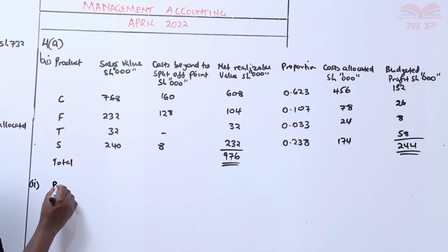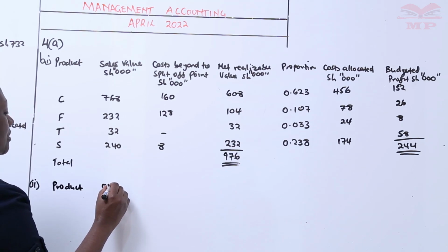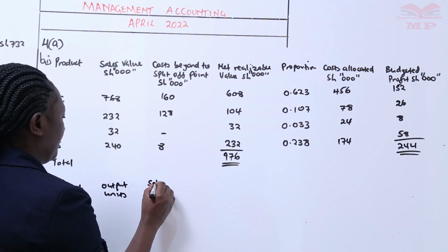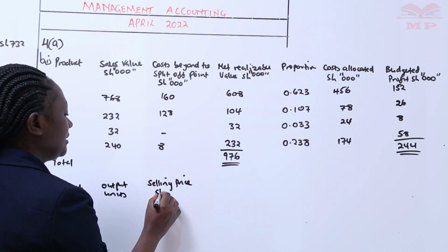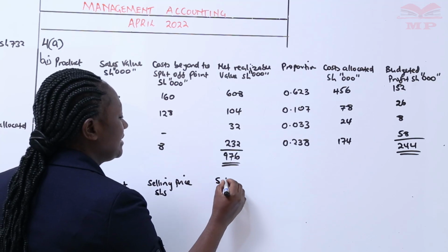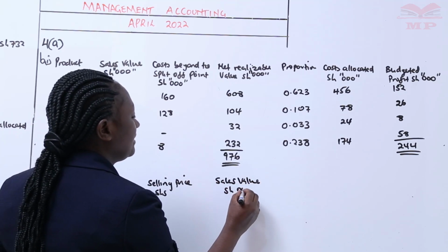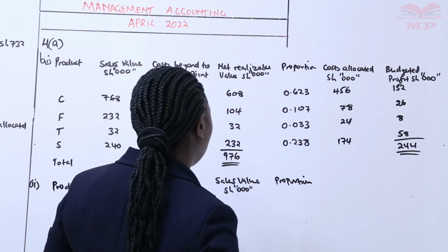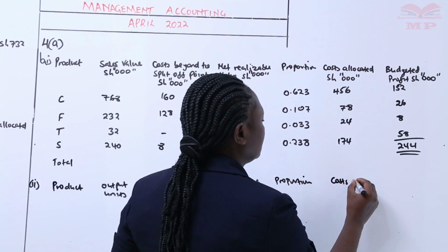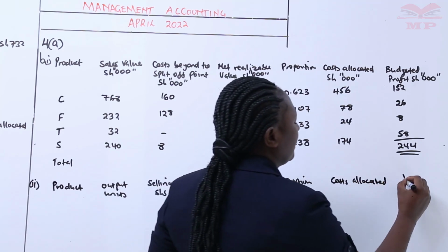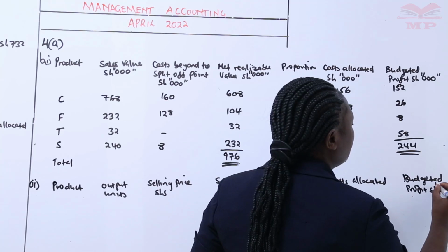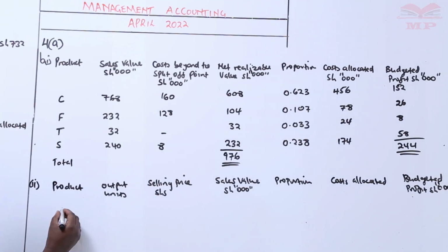So we have these columns. We have the product, output, which is in units. Then we need to know the selling price, which is in shillings, and this will help us to calculate the sales value, again, which is in thousands of shillings. And then we need to calculate the proportion from the sales value, allocate the costs, and then calculate the budgeted profit, which is again in thousands of shillings. So the products are C, F, T, and S.